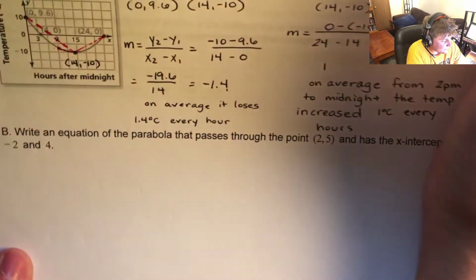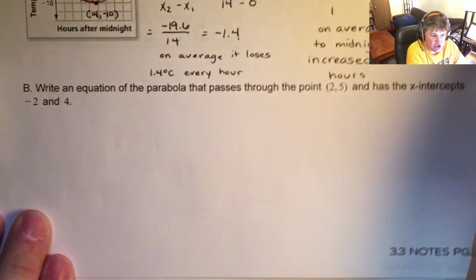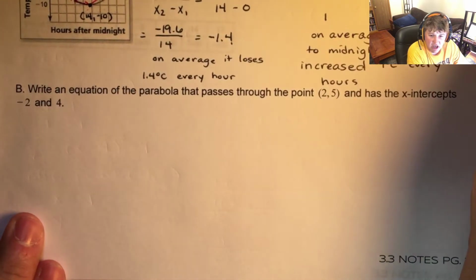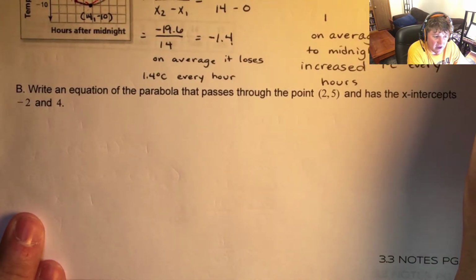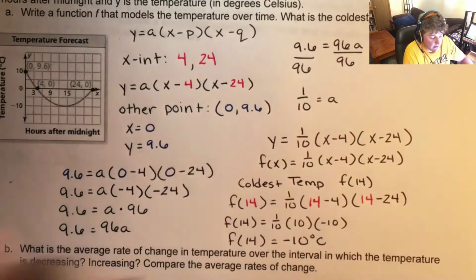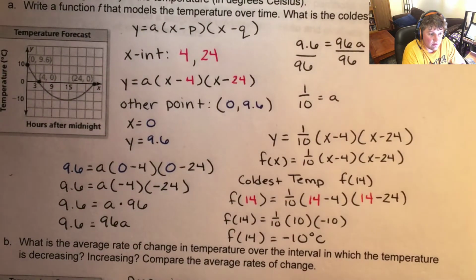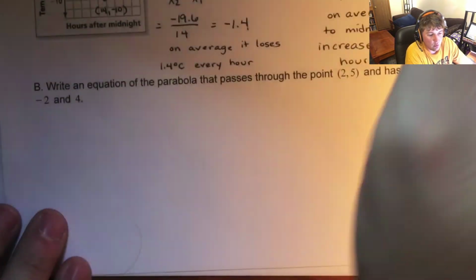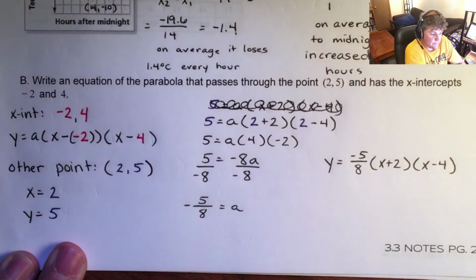So what I want you to do right now is pause the video and try letter B, which is write the equation of a parabola that passes through the point (2, 5) and has the x-intercepts -2, 4. That's going to be just like right up here, what we did at the top. So pause the video and check in with me here in a moment when you are done.